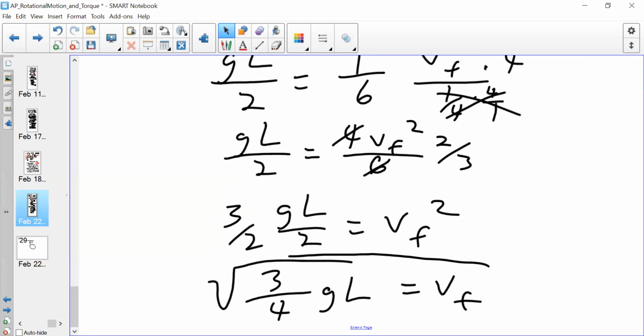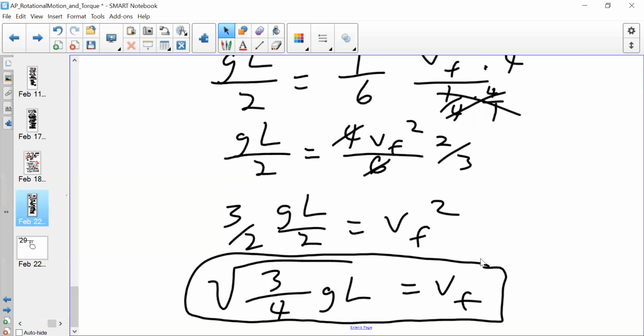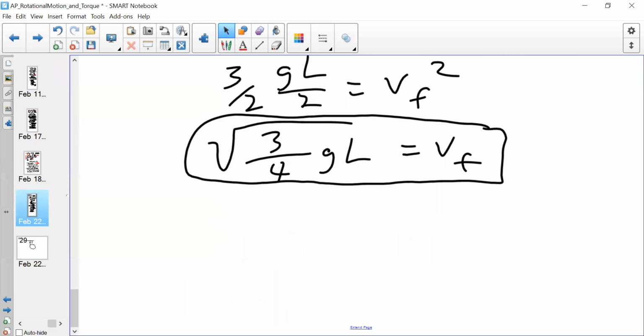Any issues on that? Questions? Yeah. And you can even check your units. The units check out, because this is going to be meters squared per second squared, and then the square root of that is meters per second, which is the units of velocity. So at least the units work, and the maths seem to check out.